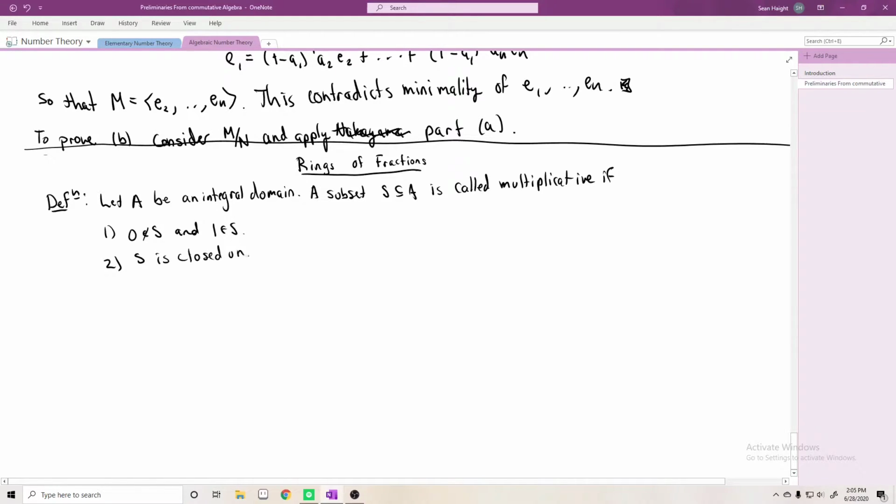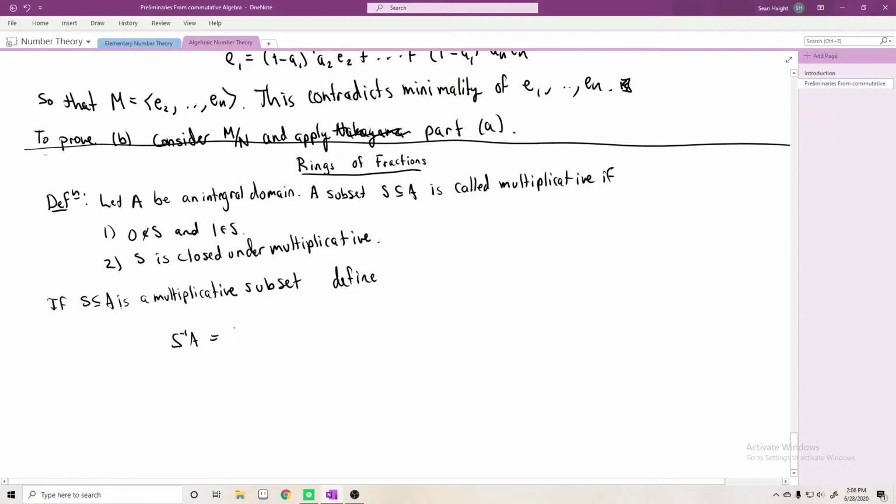Closed under multiplication. Now you can define these things in a more general context. You don't have to have an integral domain to define multiplicative sets or localization, as you'll see, but it certainly makes it easier in the context of an integral domain. Given a multiplicative subset, there's pretty much one thing you want to do with this. We define something called the localization.